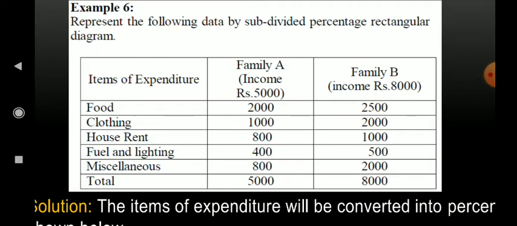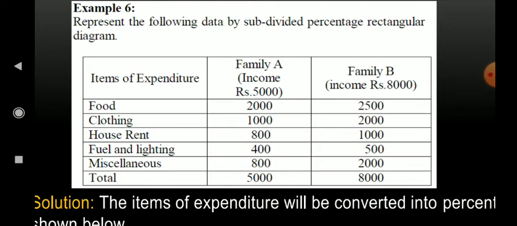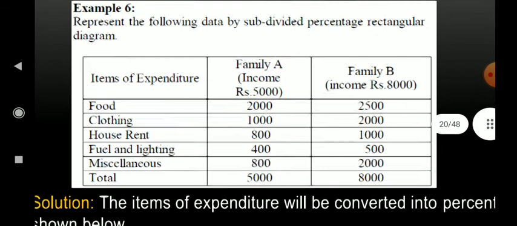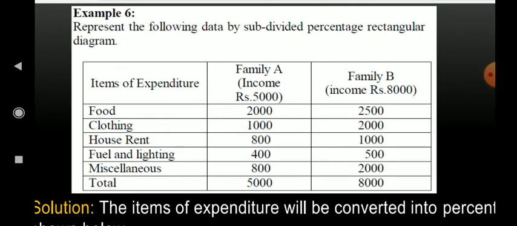Represent the following data by a subdivided, that is component, percentage rectangular diagram. So we need subdivided plus component, subdivided plus percentage. Both we have to take into consideration and draw a rectangular diagram. Items of expenditure of a family are given: food, clothing, house rent, everything. Two families are there, family A and family B. Definitely they have said percentage here, so the first step is to find out the percentage. The total in this table may be given, like in this case 5,000 for family A and 8,000 for family B. Sometimes the total may not be given also. In that case you have to find it out.